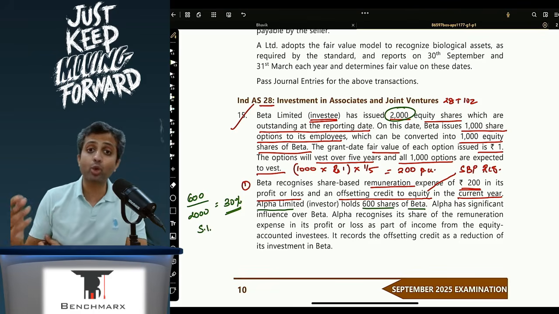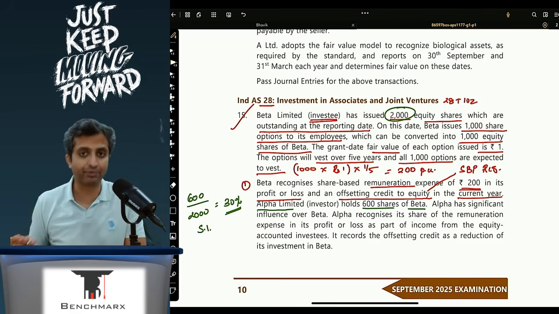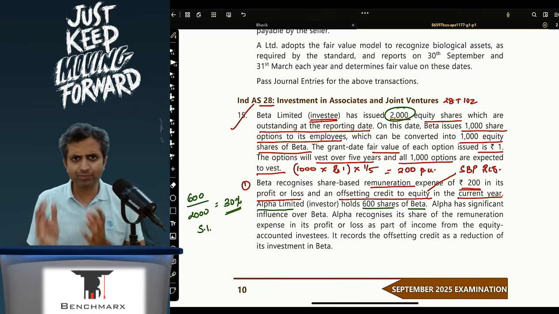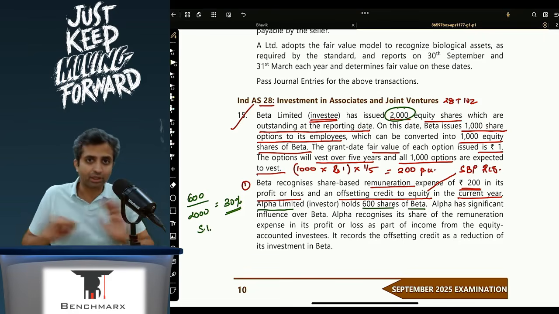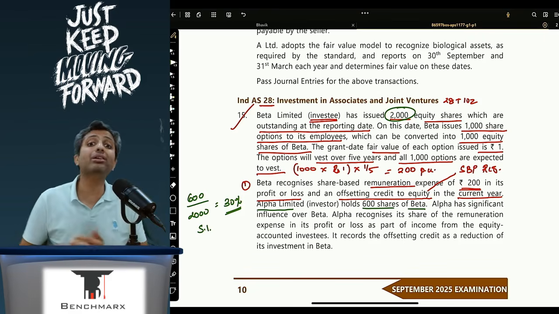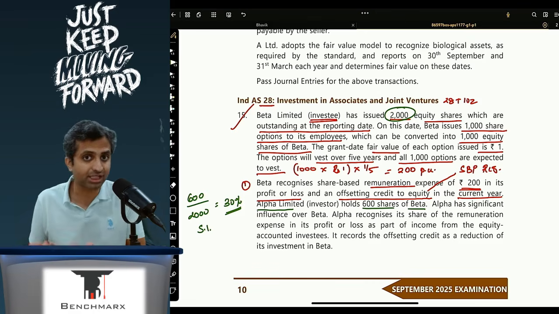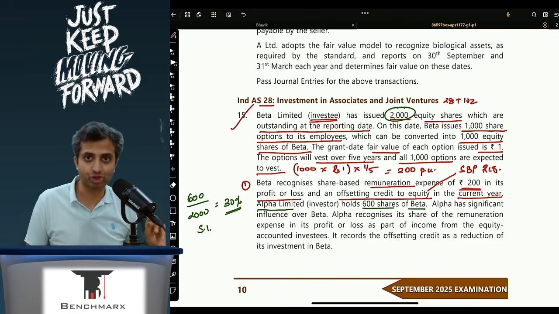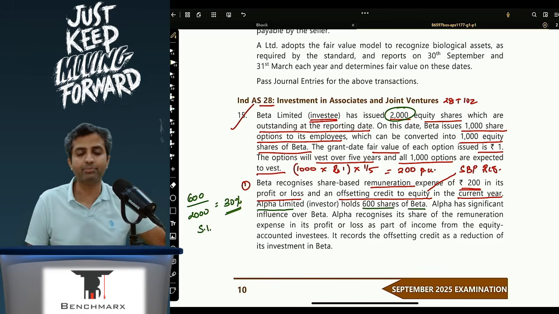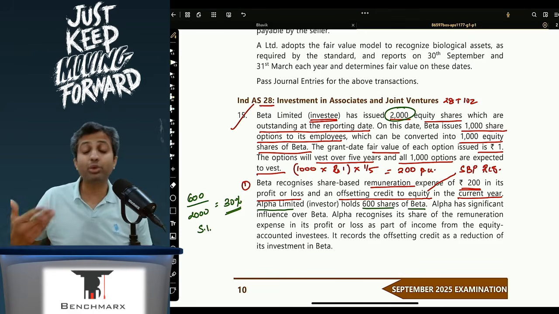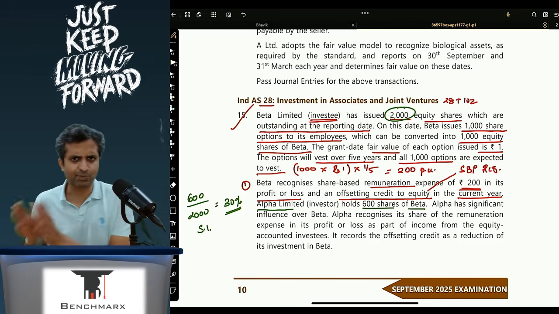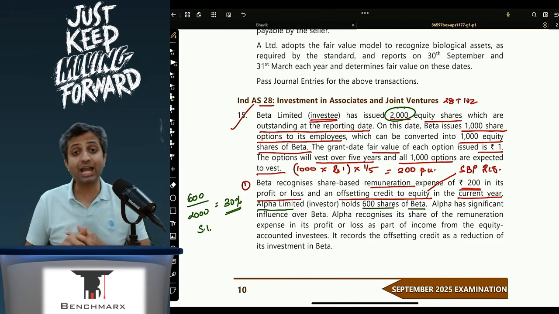Under the equity method, I will take over the share of profits. I'll not take over assets and liabilities, but I'll take over the share of profits as well as losses. So if Beta had no other profit, no other loss, it just had the 200 rupees ESOP cost, I would say out of that 200, which is an expense for Beta, 30% would be Alpha's share, and hence 30% of 200 is equal to 60 rupees. That will be Alpha's share of Beta's expenses or losses, and that will be debited in the books of Alpha.